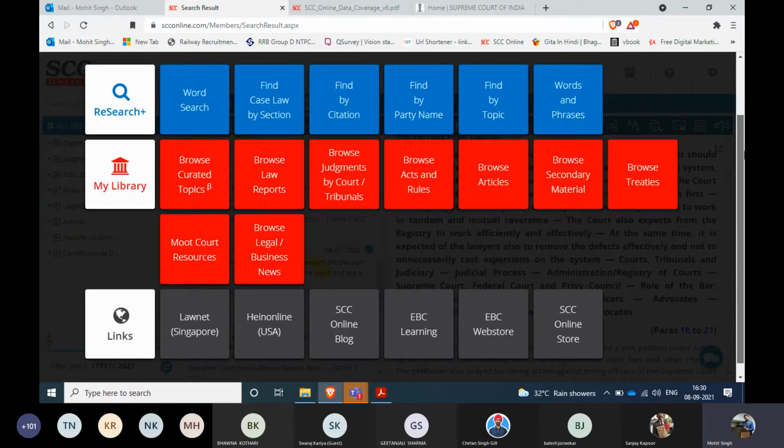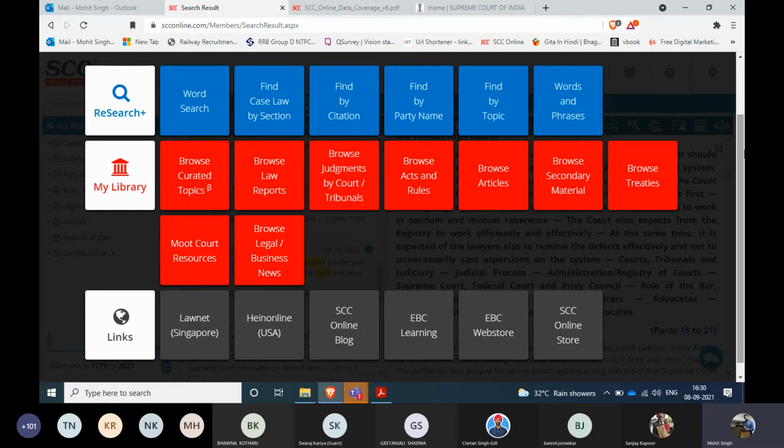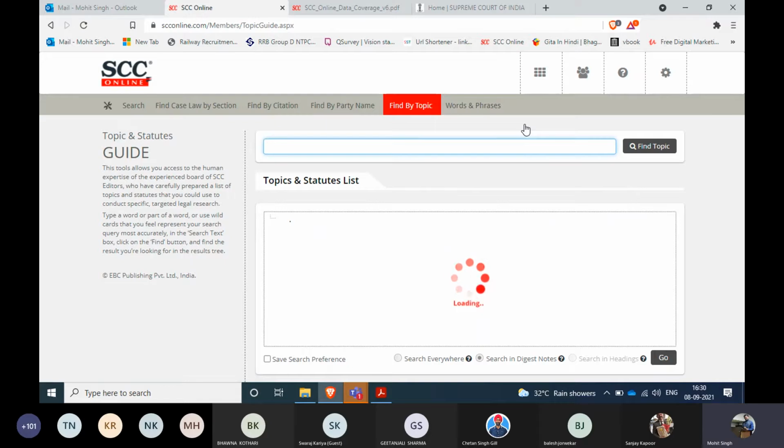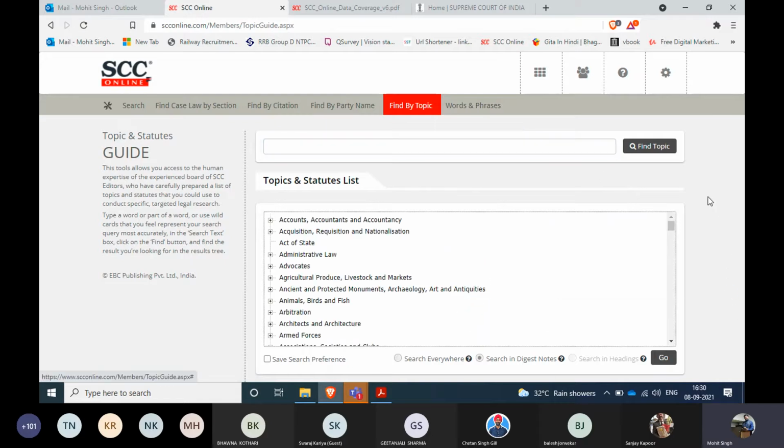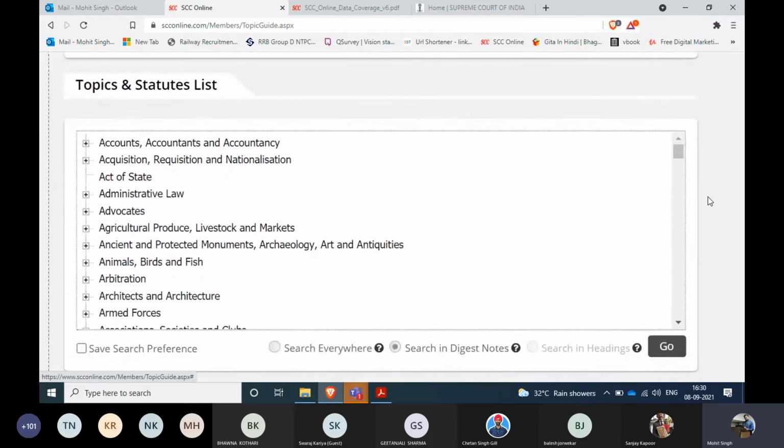All right, members. So we have already gone through the word search and some bit of the library part. Let's start with something interesting now. Let's start with find by topic, right? Find by topic is a newly added tile in the SCC Online, and it basically helps the user to get the best keywords for their research purpose. It is almost similar to the word search, but when you come to this style, you will get huge topics and statutes list.